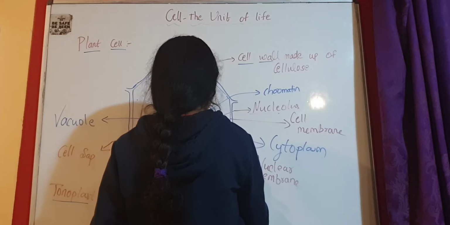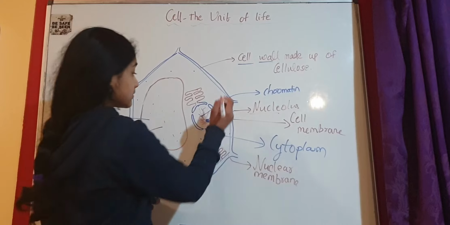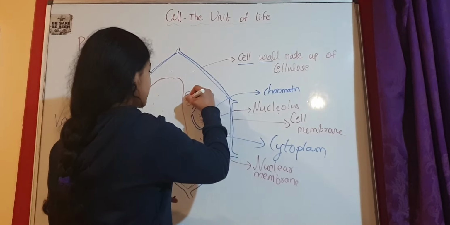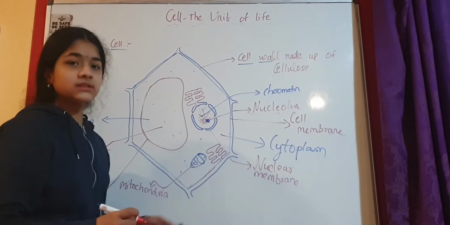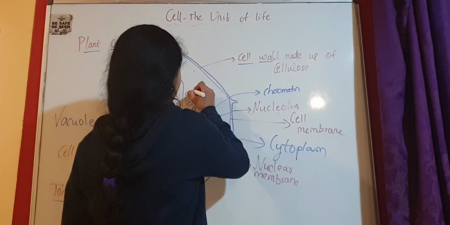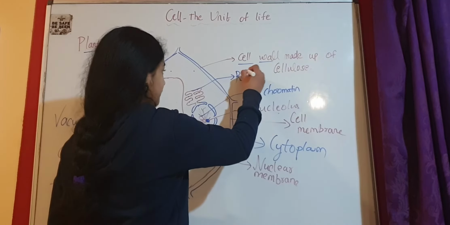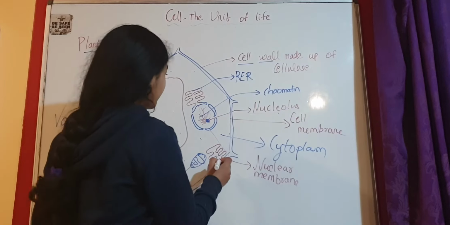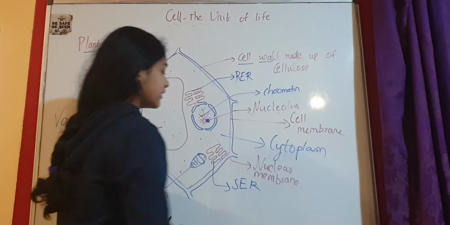And we know that endoplasmic reticulum can be divided into two main types. The first one is with ribosomes, and that is called RER, which is rough endoplasmic reticulum. The other one is smooth endoplasmic reticulum. So we are going to label it. This is called RER, rough endoplasmic reticulum, and this is called SER, smooth endoplasmic reticulum.